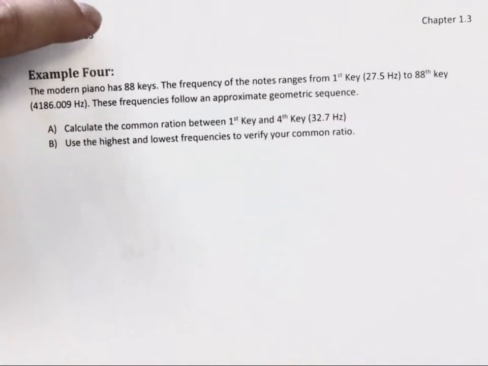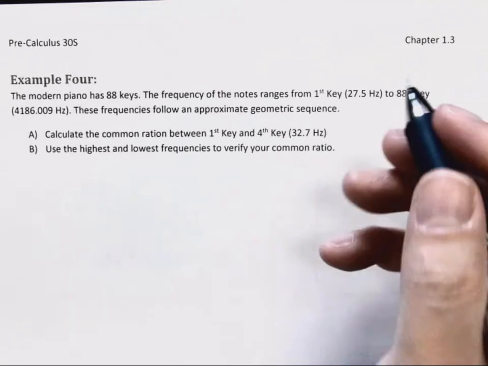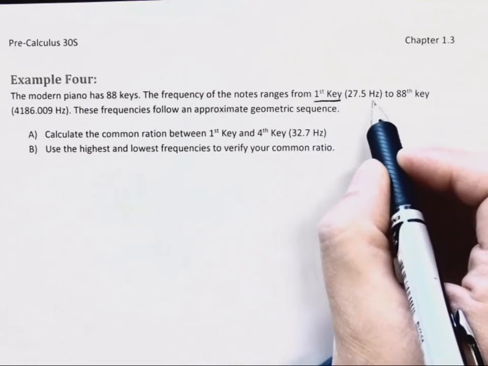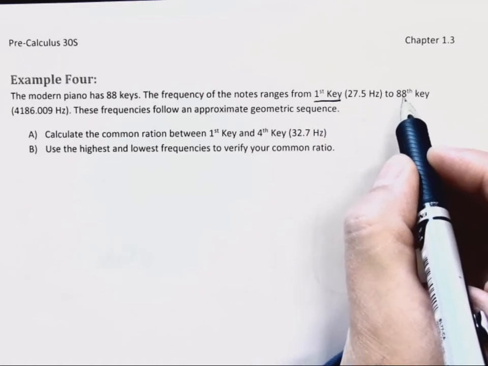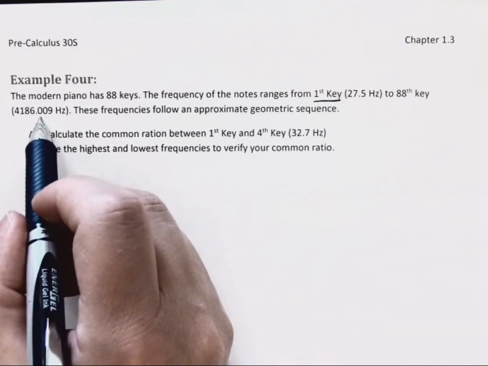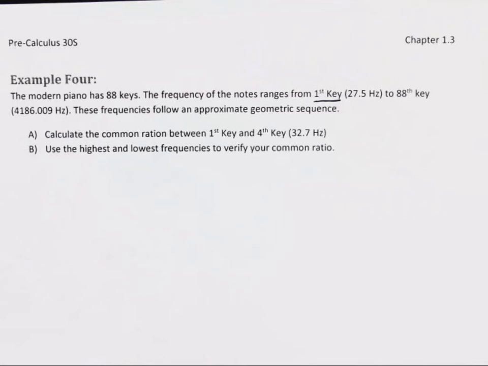Okay, all right. So this is my question that is supposed to be for the music people, but we had to, I won't say dumb it down, we had to thoroughly explain it for us non-musical people, which would be me, so it took me a little bit. So the first key on a piano has a frequency of 27.5 hertz. And the 88th key on a piano has a frequency of 4,186.009 hertz. Okay? These frequencies follow an approximate geometric sequence.